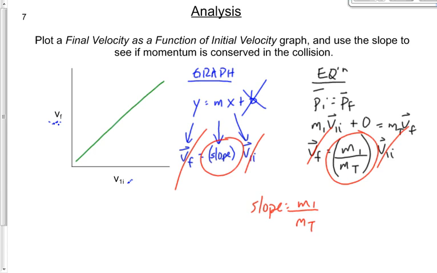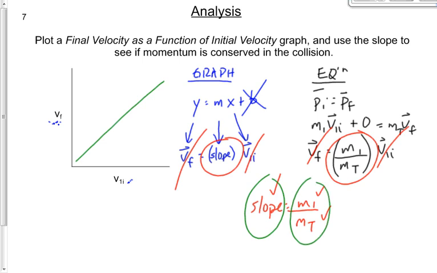We can get the slope either by going rise over run or using the spreadsheet to spit it out for us. We can get the value of the slope. We've got the value of mass 1. We've got mt, the total mass. Here's what you're ultimately going to do, and this is the crux of proving whether conservation of momentum was valid or not. You're going to take this number, and you're going to compare it to this number.